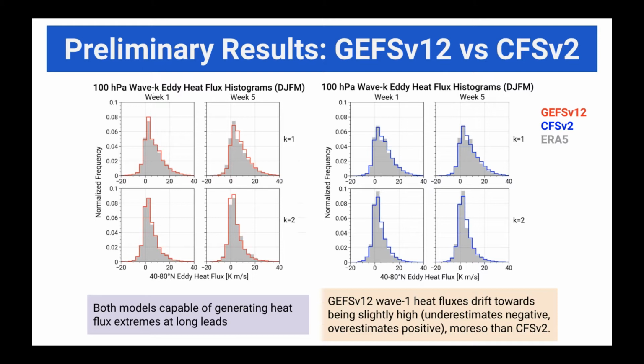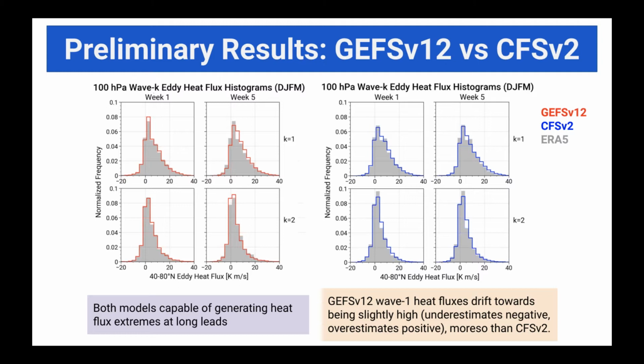This is because only the largest planetary scale waves are able to effectively propagate into the stratosphere. So we have wave number 1 in the top row and wave number 2 in the bottom row. But basically what we see is that both models maintain the general structure of the heat flux distributions at week 5. And importantly, they're both capable of generating heat flux extremes, and that's important for driving strong and weak polar vortex events. So that's a good thing. But the primary difference we can see between these two systems is that for GEOS V12, the wave 1 heat fluxes drift towards being slightly high.